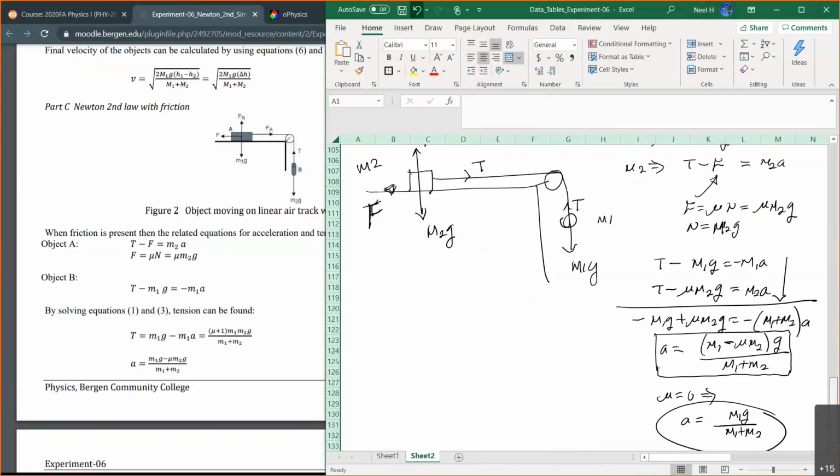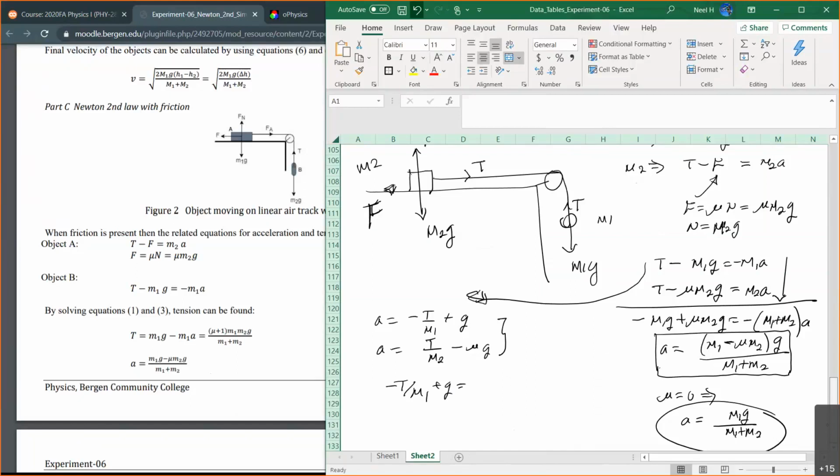Then you can take the same two equations and find the equation for T, right? Acceleration is equal to minus T over m1 plus g. The same acceleration is equal to T over m2 minus mu g. From there, actually, you can find T, right? So you just need to equate these and bring all the T's to one side. We did this similar calculation some time ago.